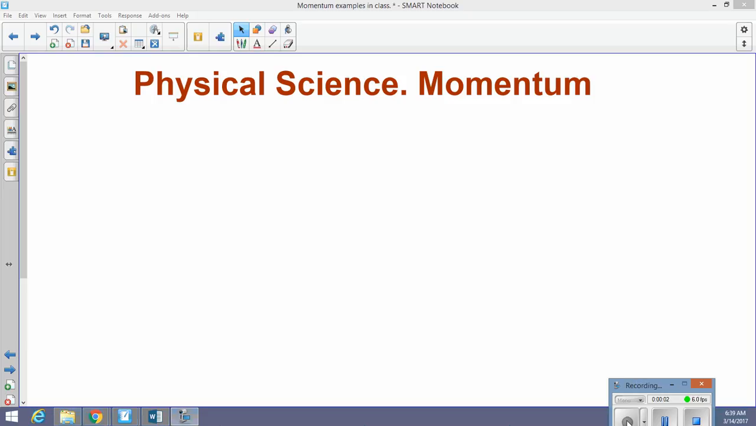Hello. Today we'll talk about momentum. And momentum is simply the motion that keeps going after an object has stopped. For example, if you're going in a car and the car suddenly stops, if you don't have a proper seatbelt on, you will continue going.